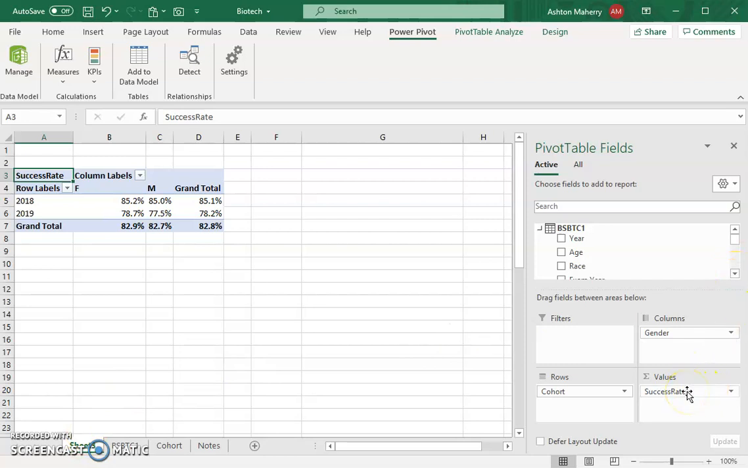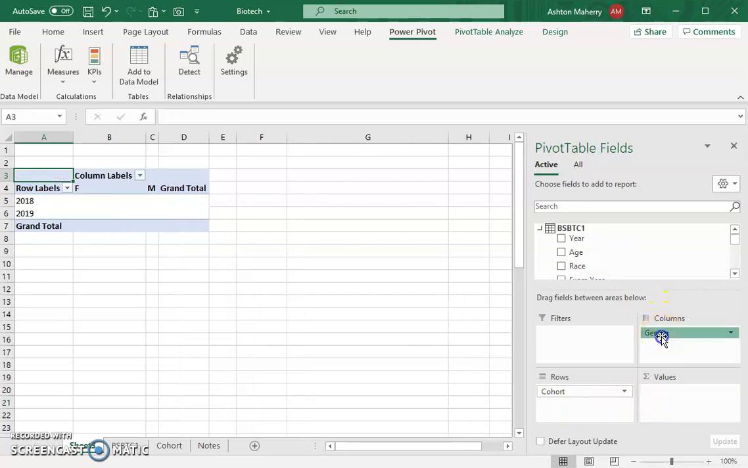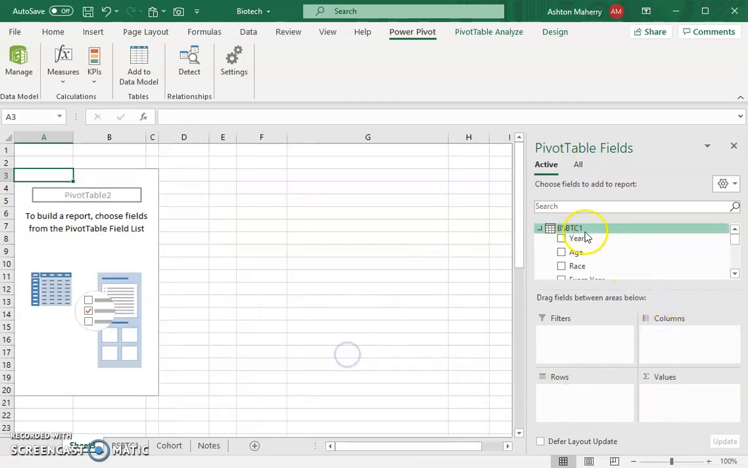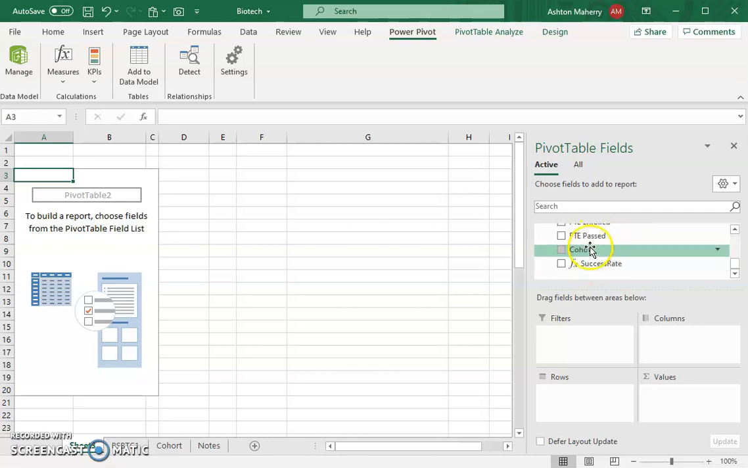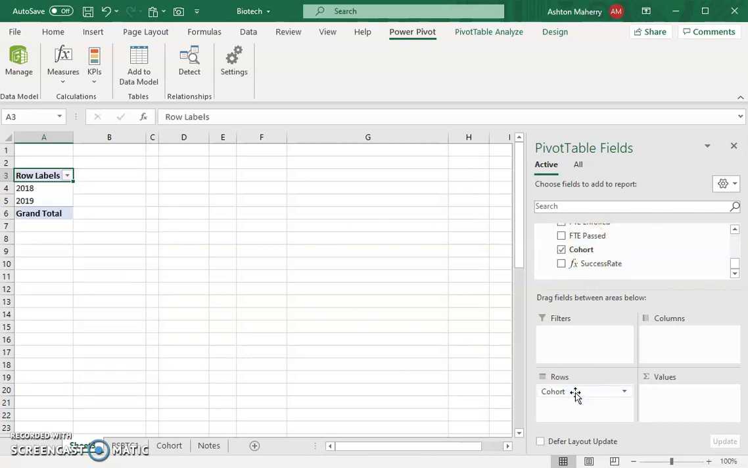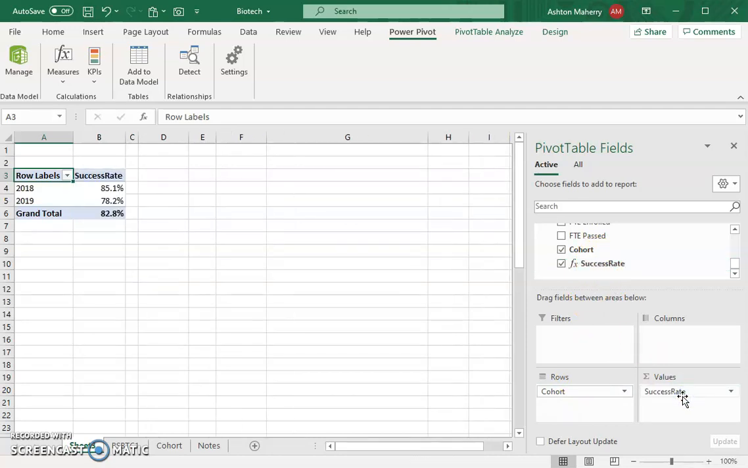So once it was calculated, we then started to click and drag things around. So let's go back to where we were. I'm going to be interested in the cohort and the success rate. So there we can have a look at the differences at the 2018 and the 2019 cohorts.